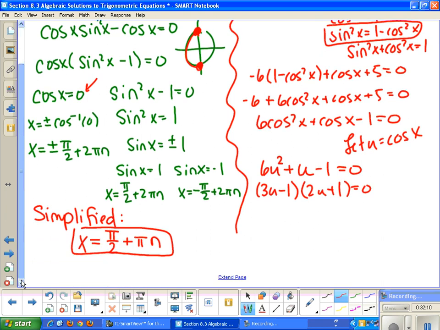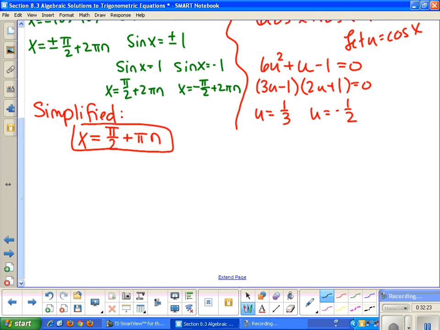So then I can now do u is equal to 1/3, or u is equal to negative 1/2. Now for these problems, let's say you forgot how to factor this. Even if you forgot how to factor, you can use the quadratic formula to do this as well. So just to show you, I can use the quadratic formula.